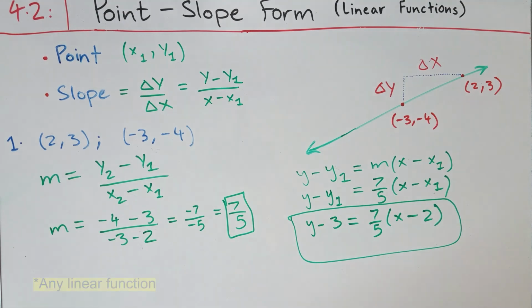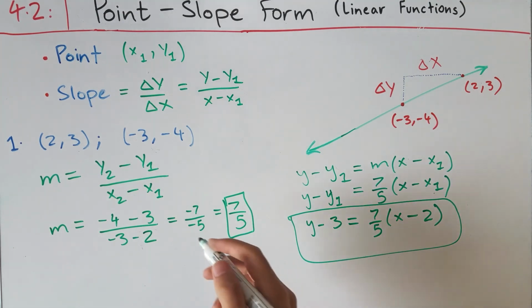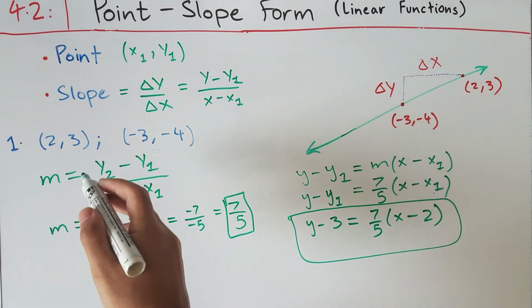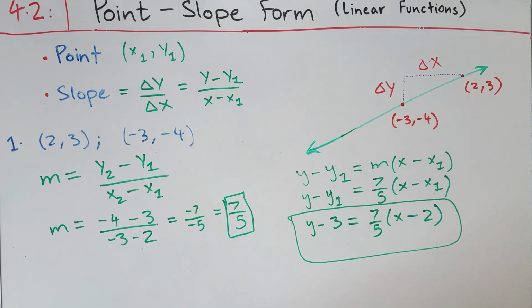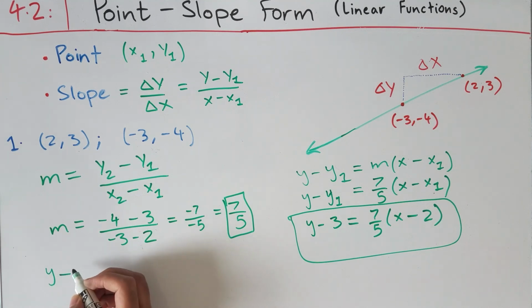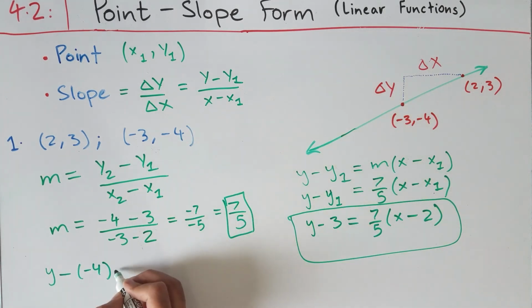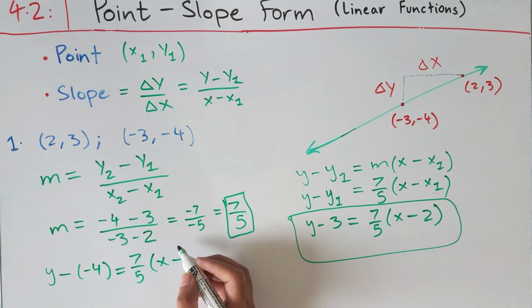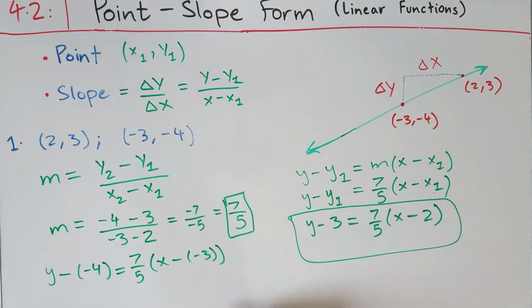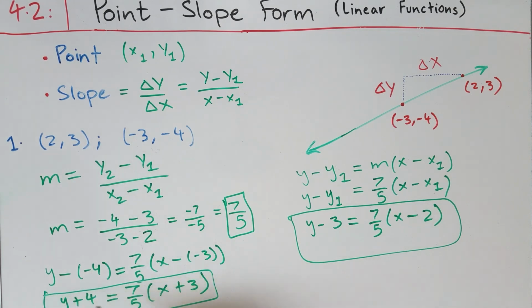Now one thing to note is that you could also write this equation given the second point negative 3, negative 4 instead of 2, 3. So let's do that and see what the second point slope form of this equation would turn out to be. So we know that y minus y1 equals m times x minus x1. And in this case, our y1 would be negative 4, which would equal the slope m, which is 7 over 5, times x minus x1, which in this case is negative 3. And then we can simplify this, so we get y plus 4 equals 7 over 5 times x plus 3. And this is an equally valid form, the point slope form for this function, just like this one is. So you could use either one of these.